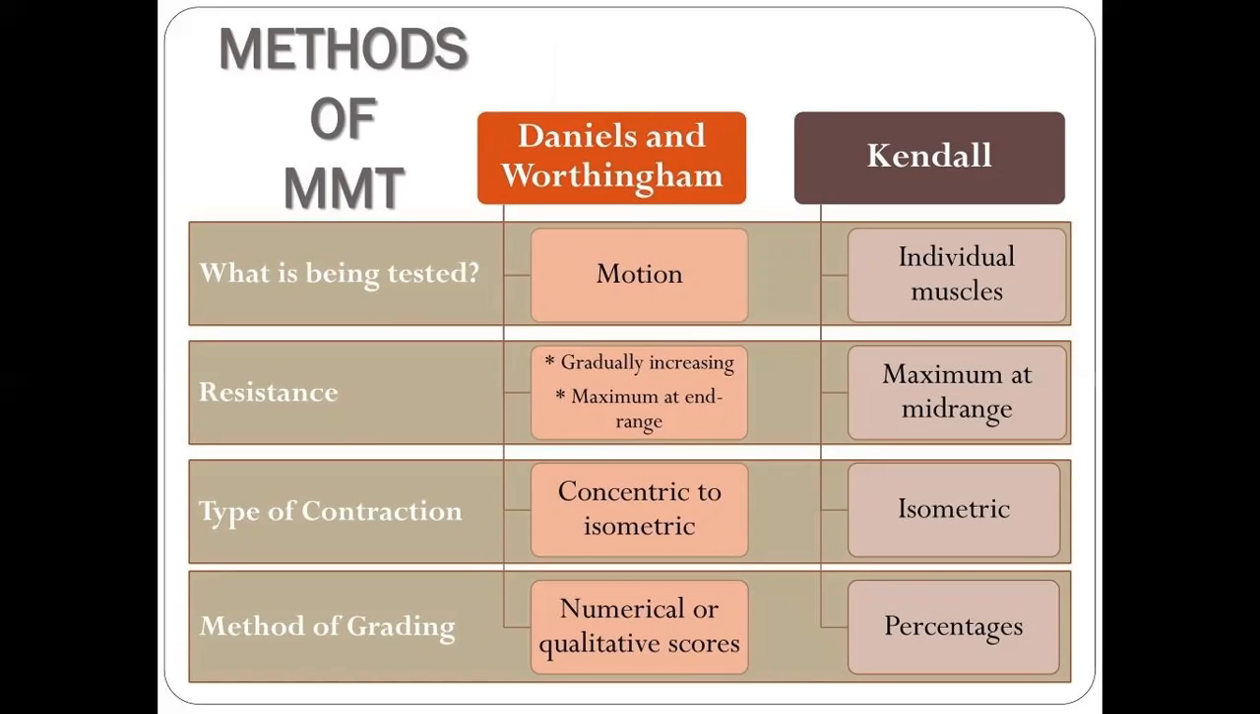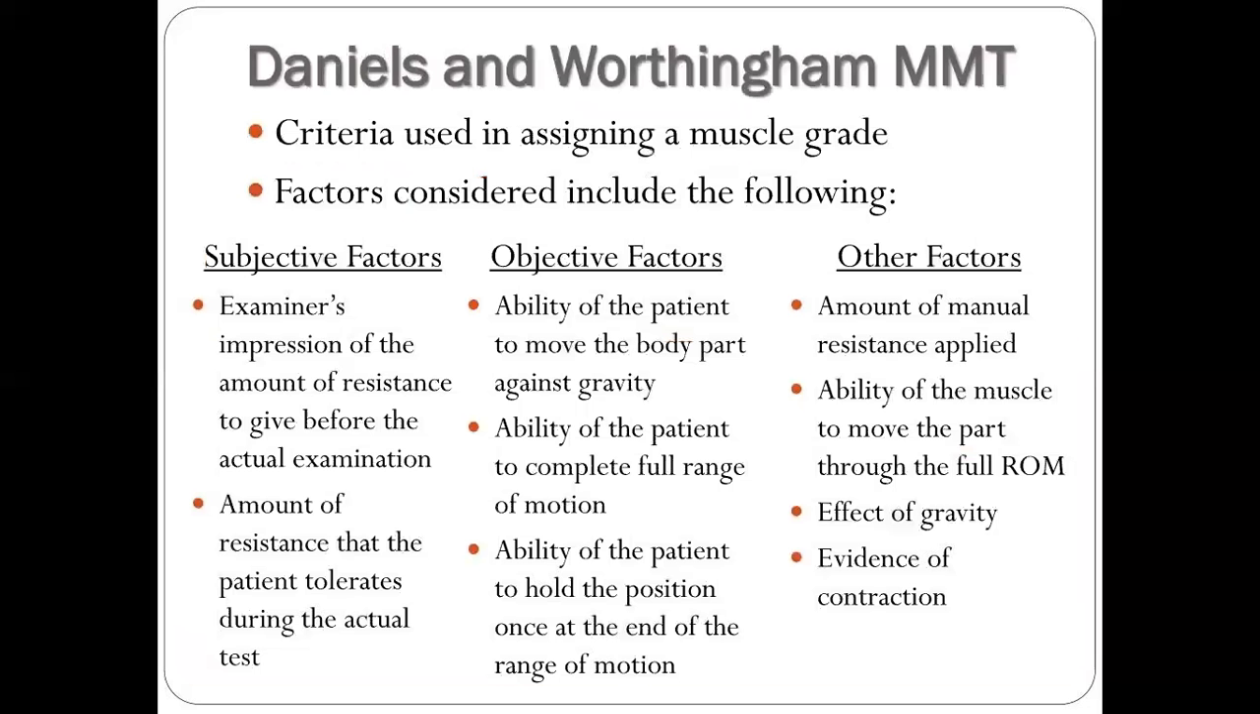Motion and individual muscle, resistance gradually increasing, maximum at the end of the range, and in Kendall, maximum at the mid range. Type of contraction in Daniels' scale is concentric to isometric, and in Kendall's scale, isometric. Method of grading: Daniels' scale includes a numerical or qualitative score, and Kendall's scale includes percentage.